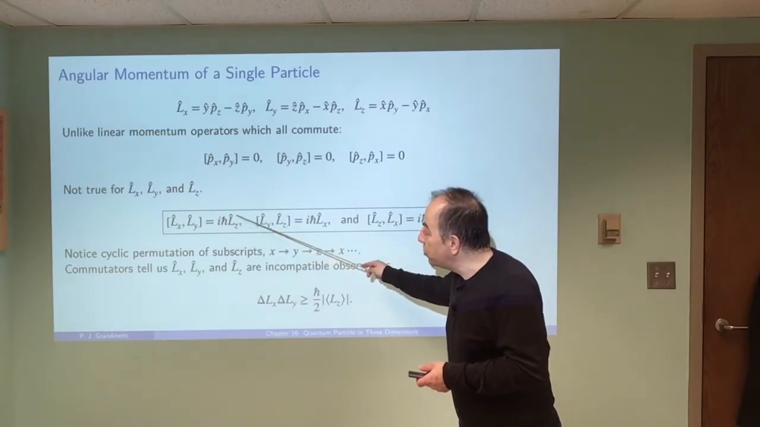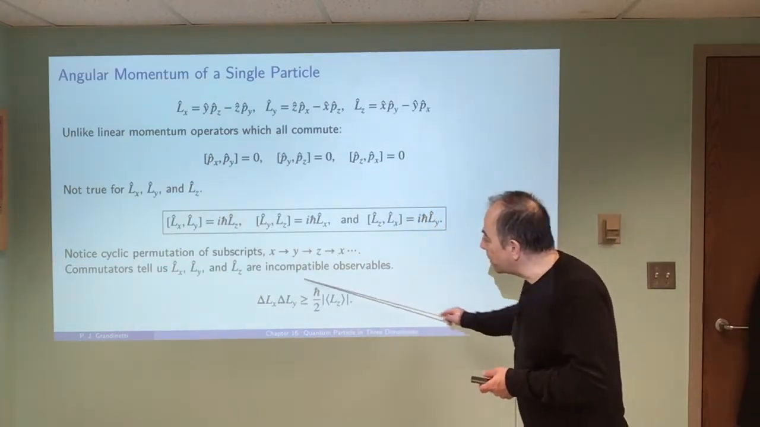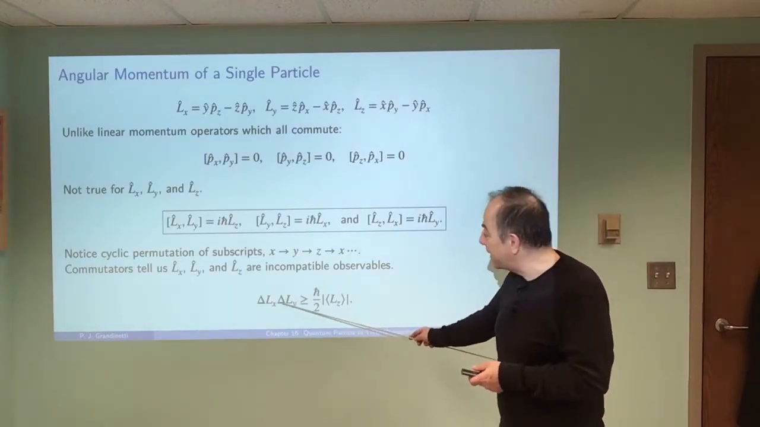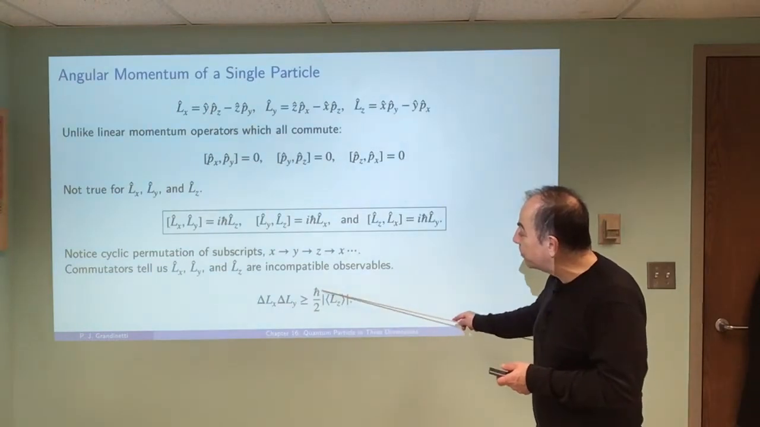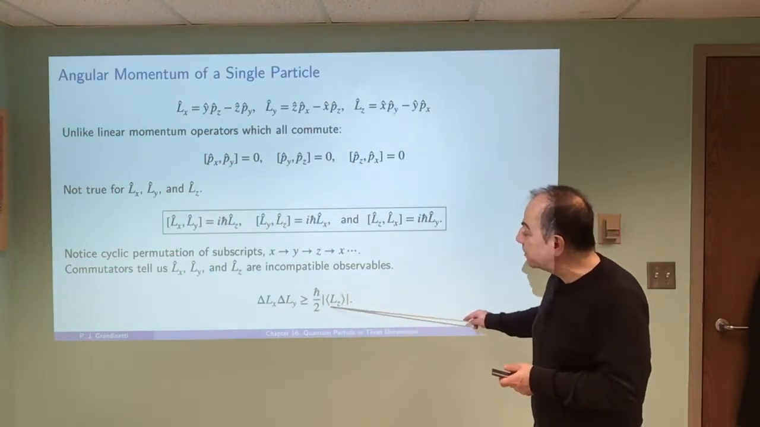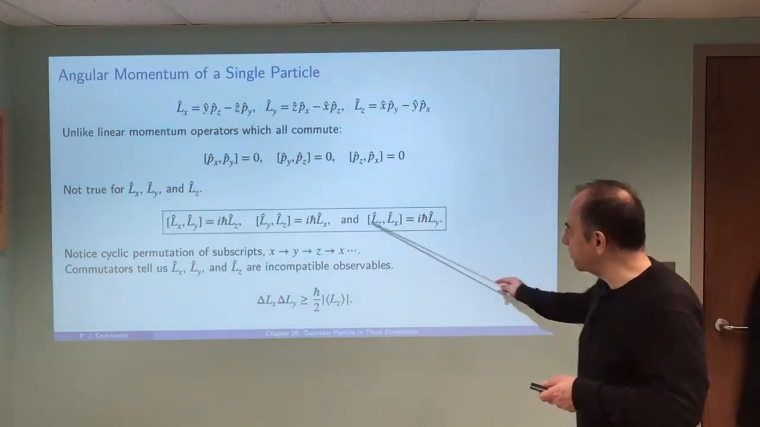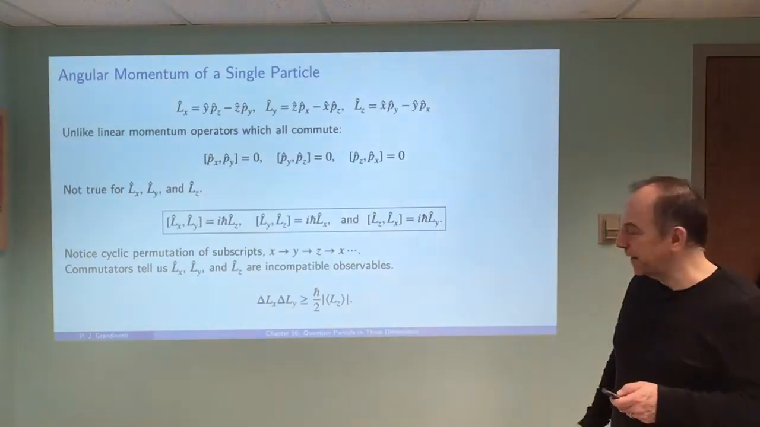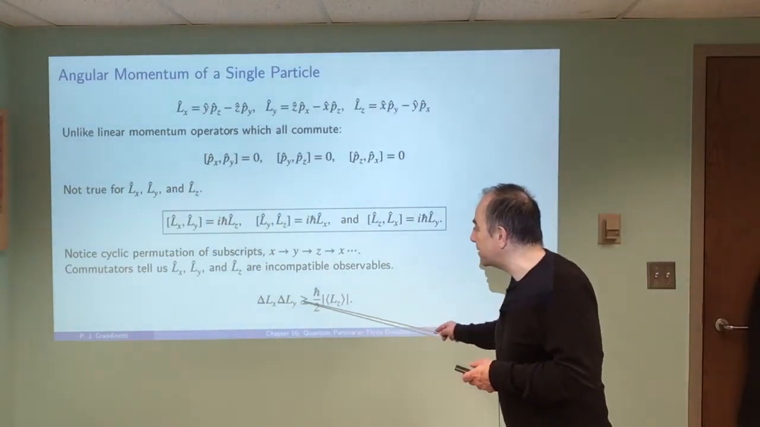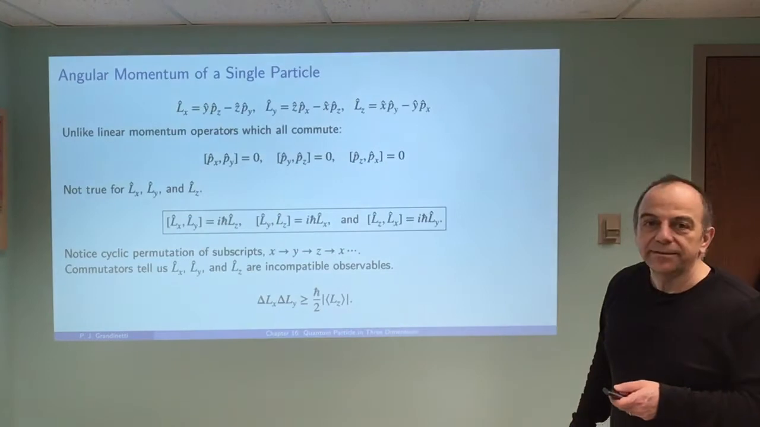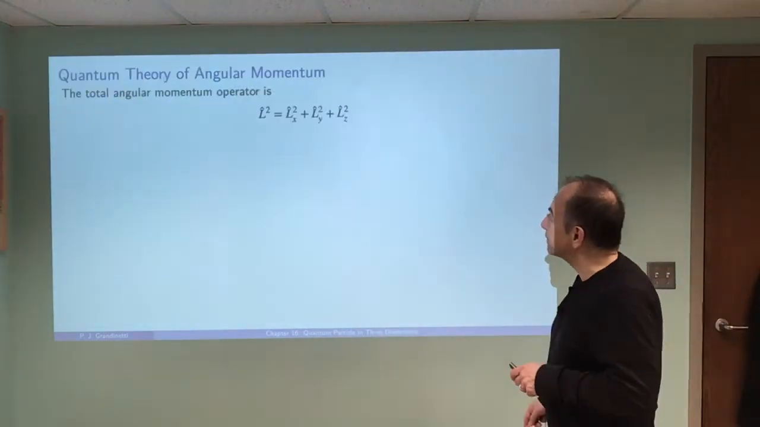So for example here, Lx and Ly do not commute, and they give you i h bar times Lz, and so the corresponding uncertainty principle is that the uncertainty in Lx times the uncertainty in Ly is greater than or equal to h bar over 2 times the absolute value of the expectation value of Lz, and similar ones for these other two commutators. So that means that you can see already that we cannot simultaneously know the Lx, Ly, and Lz operators, but we'll see more of this here.